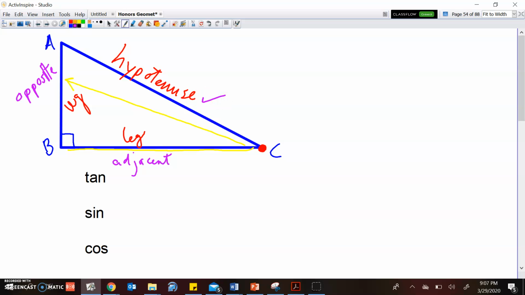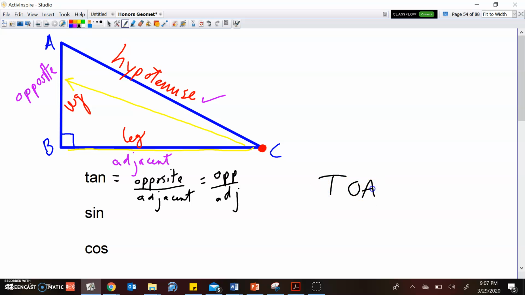All right, so the ratio for tangent is, we said, opposite side over the adjacent side. And that's abbreviated as opposite over adjacent. Okay, so no matter what angle you're taking it from, that's always the opposite over adjacent. So for right now, I'm going to write tangent, and I'm going to write opposite adjacent. So T stands for tangent, O stands for opposite, A stands for adjacent.